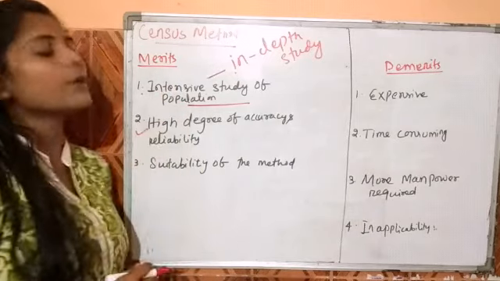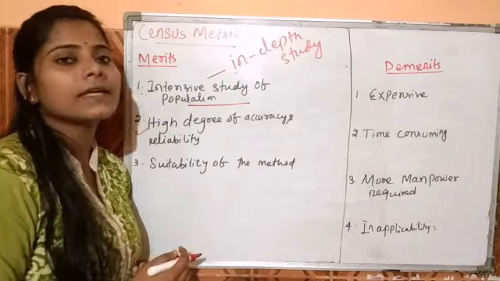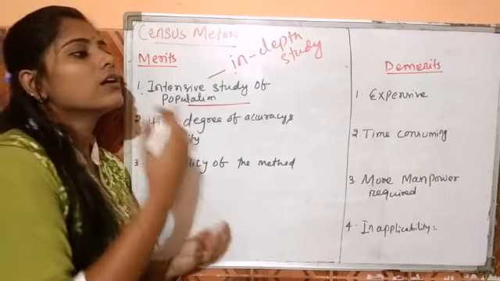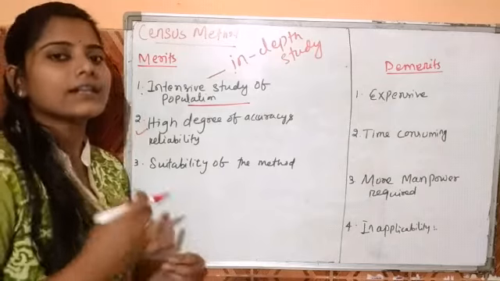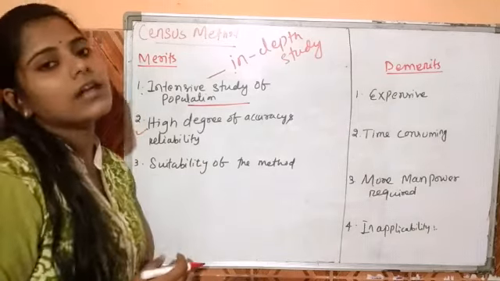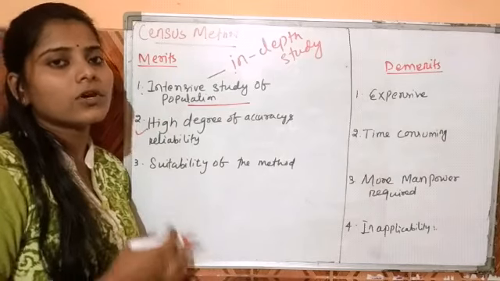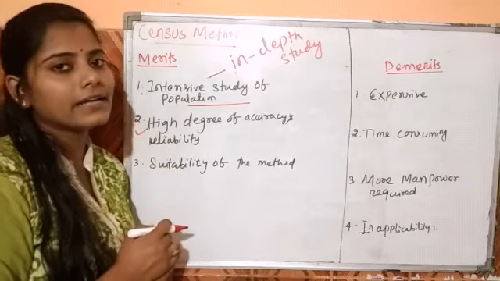Next is high degree of accuracy and reliability. As we know, in the census method the investigator goes personally to collect the data, or personally observes and then collects the data. As it is personal in character, accurate results are possible, or we can say that there is a high degree of accuracy as well as reliability.